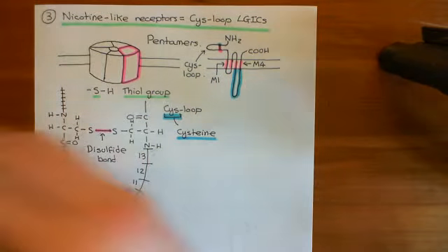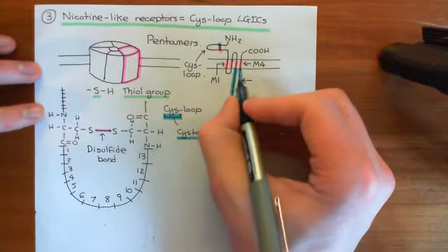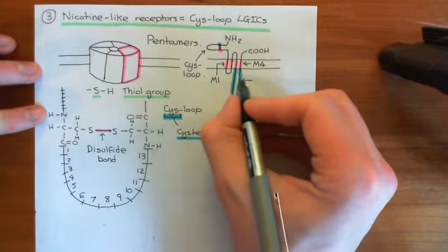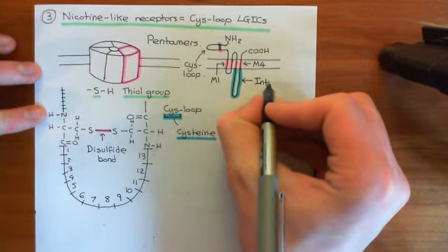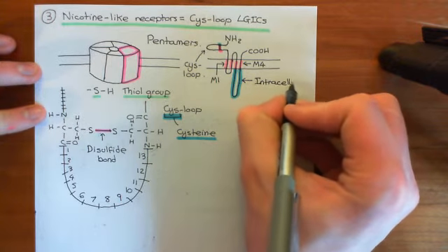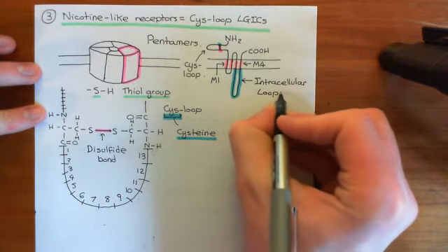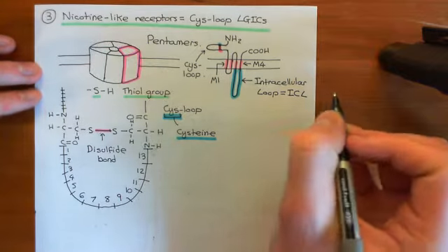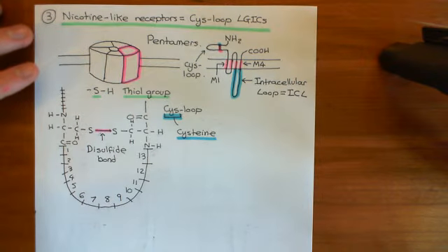Then the loop in between M3 and M4, I gave that a name as well. That's quite important. This is the site for phosphorylation of these cis loop ligand-gated ion channels, so they often get regulated by additions onto this loop. This is known as the intracellular loop of the subunit of a ligand-gated ion channel, and for short, it can be abbreviated to ICL, for intracellular loop. So that's a subunit of a cis loop ligand-gated ion channel.